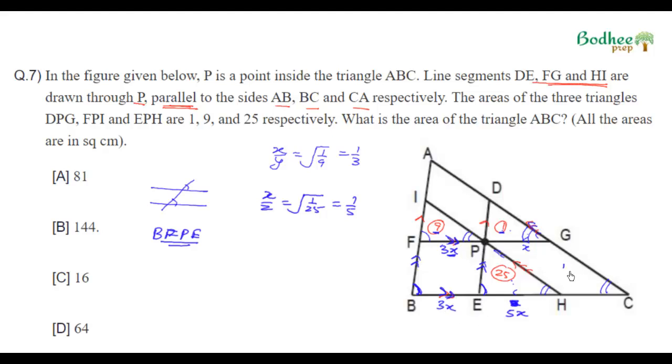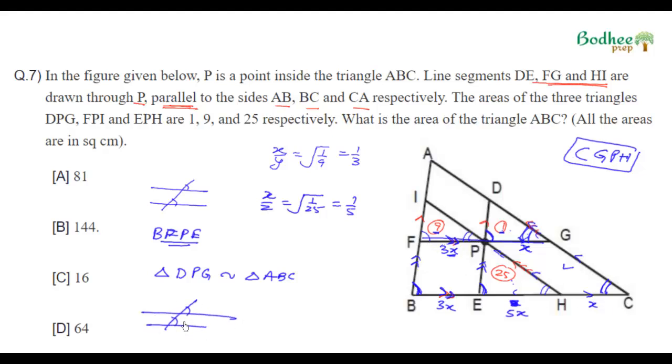Similarly we can say that this is also a parallelogram because this is parallel to this is parallel to this. So obviously CGPH is also a parallelogram. Thereby if this value is x, then this is also equal to x. Now we know that triangle DPG is similar to triangle ABC, correct? Why so? Because this angle is equal to this angle, and we can find this angle also. This angle will be equal to this angle, the reason being that this is equal to this. Why so? Because this is parallel to this, right? These are two parallel lines, so these two angles will be equal.